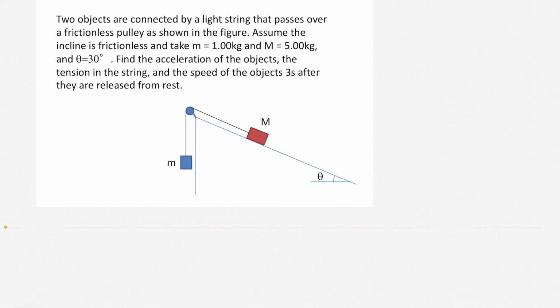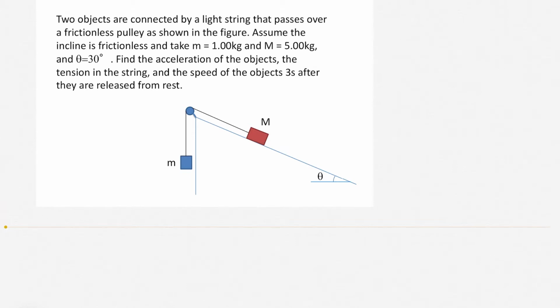So in this practice, two objects are connected by a light string that passes over a frictionless pulley as shown in the figures. Assume that the incline is frictionless and take the lowercase m as 1 kilogram and the capital M as 5 kilograms, and theta is 30 degrees. Find the acceleration of the objects, the tension in the string, and the speed of the objects 3 seconds after they are released from rest.